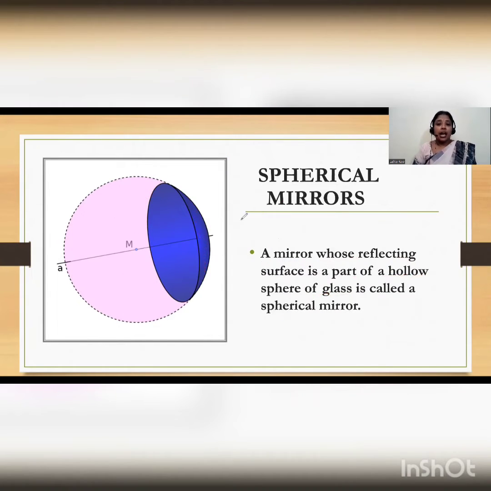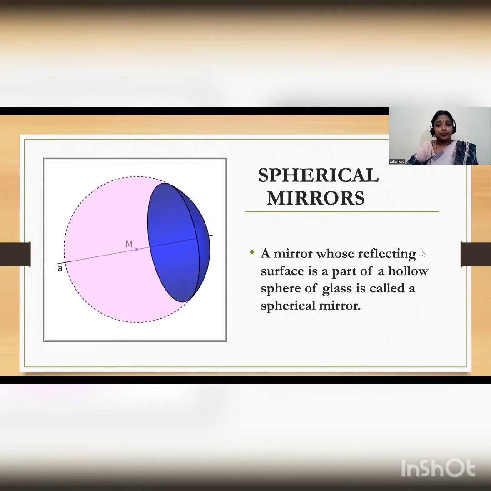Got it? Now, instead of the outward part, if you polish the inward part, which is towards the center, and this part is used for reflection, then this is also a spherical mirror, a special type known as a convex mirror. So basically, spherical mirrors are of two types: first the concave mirror and second the convex mirror. And a spherical mirror is nothing but a mirror whose reflecting surface is a part of a hollow sphere of glass.